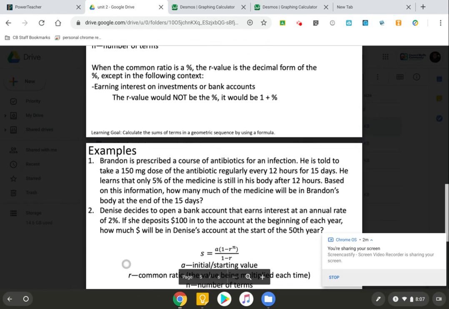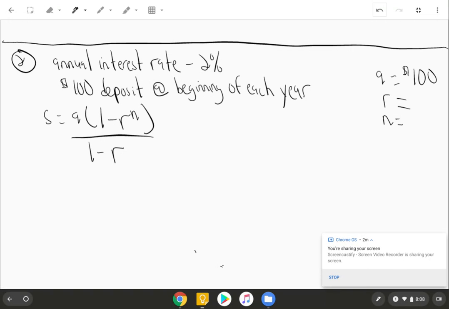Now let's look back at our lesson notes. Remember, I talked about this in the first example. When the common ratio is a percentage, the R value is the decimal form of the percentage, except in the following context: when you're earning interest on investments or bank accounts. This is that context. So normal circumstances would be to say that R equals 0.02, which is the decimal form of 2%. In this case, the R value would be 1 plus that percentage, so 1 plus 0.02, which is 1.02.